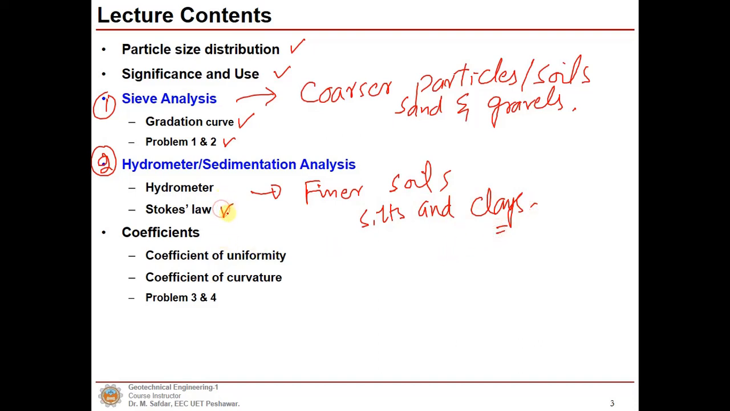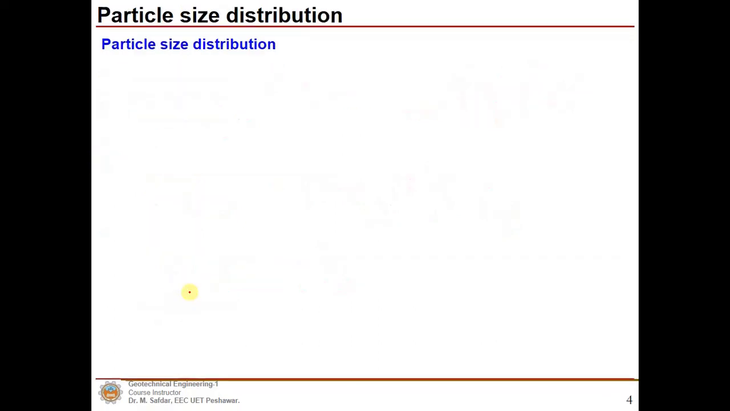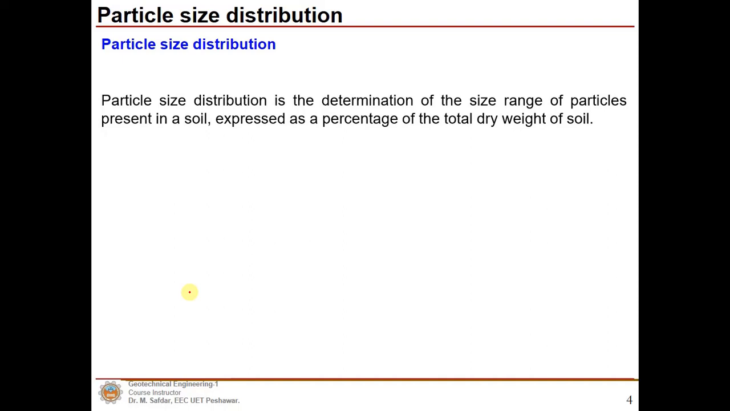The basis of hydrometer analysis is Stokes law, and we'll also talk about the coefficient of uniformity and coefficient of curvature or gradation, which gives us an idea about the type of soil, for example whether it's well graded, whether it's poorly graded, whether it's gap graded. Also the problems related to hydrometer analysis and coefficients will be solved at the end of today's lecture.